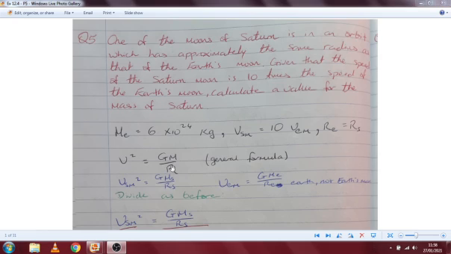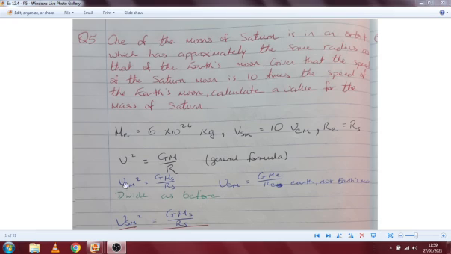v squared is equal to GM over r. That will be in my tables. So then I can apply this to both situations. So the velocity of Saturn's moon squared is equal to G by the mass of Saturn over r_s. Again, it's important to know where these come from.